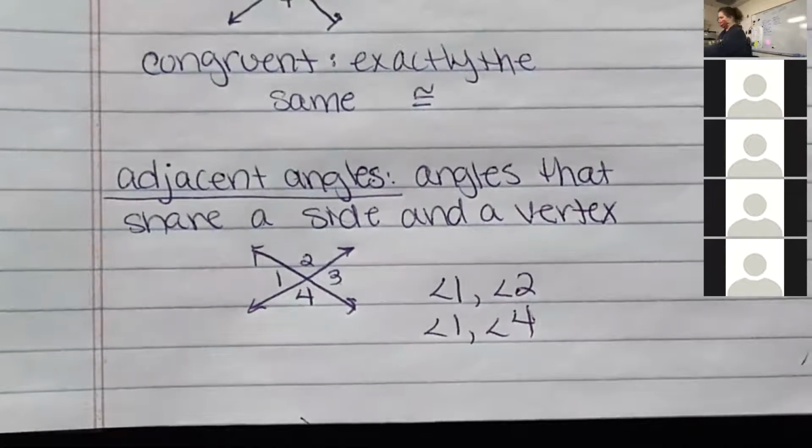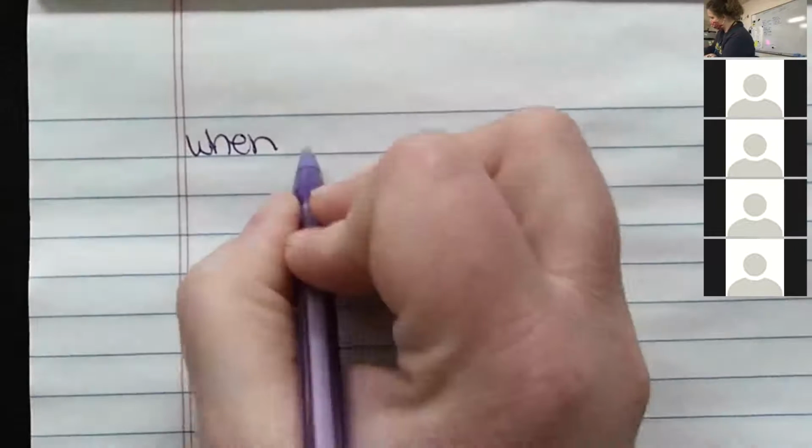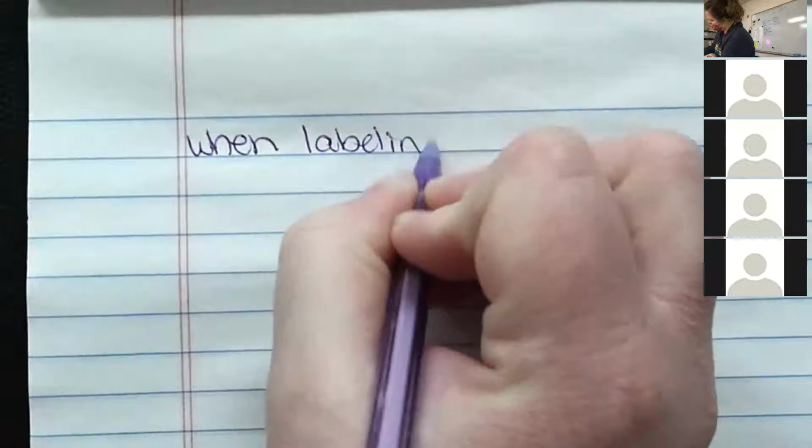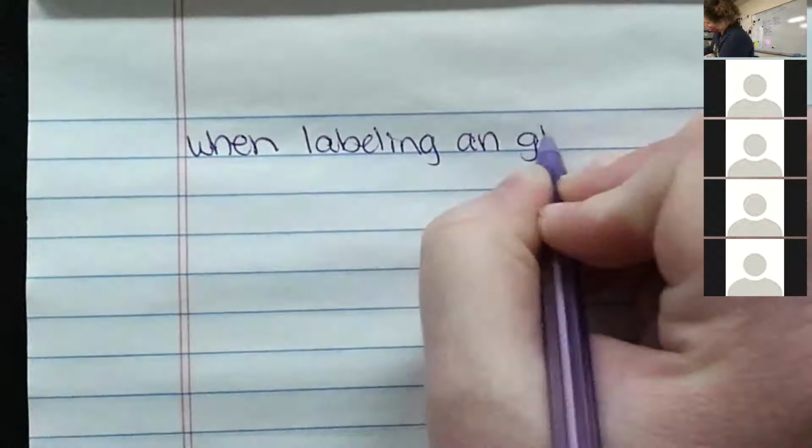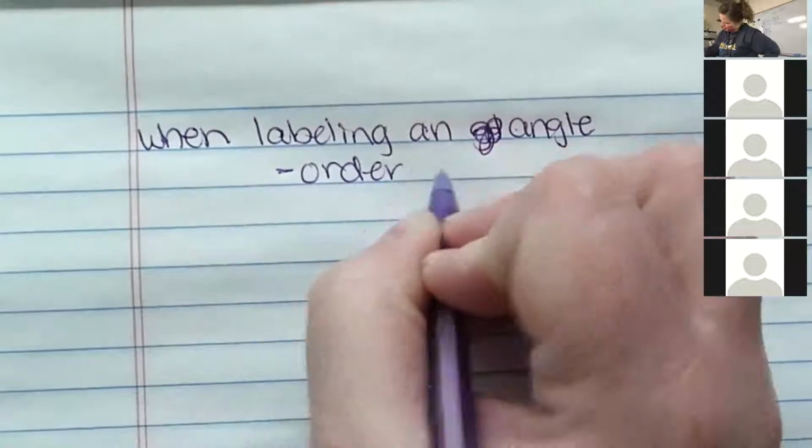Now we need to talk about some housekeeping stuff. When we're doing geometry, we want to make sure that we're labeling things in the proper way. When labeling an angle, what you need to remember is that order matters.